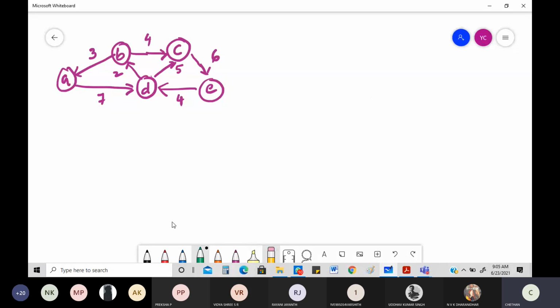The thing is, it finds out the shortest path. That's very important. Okay, it finds out the shortest path. Then this Dijkstra's algorithm can be implemented for undirected graphs also and for directed graphs also.